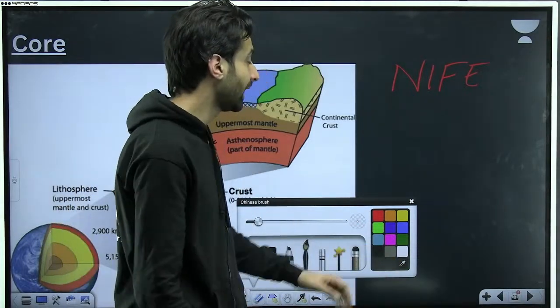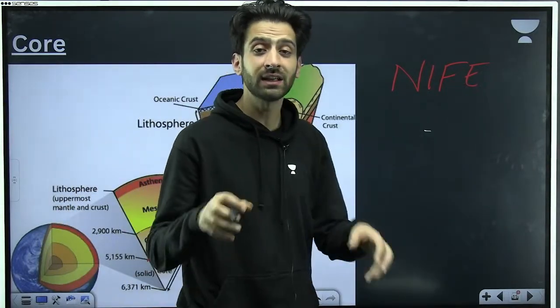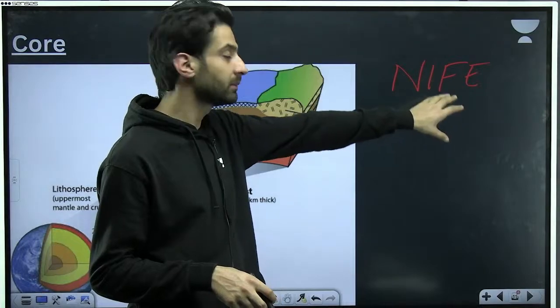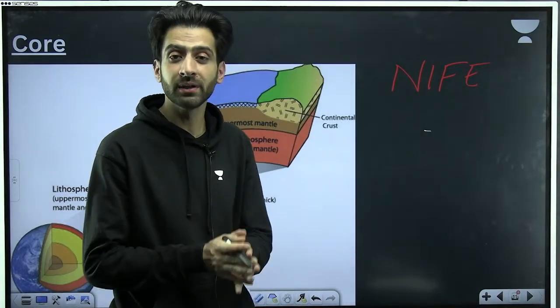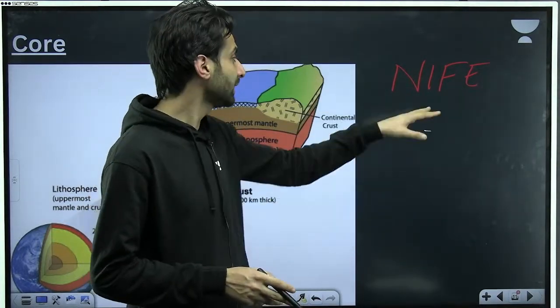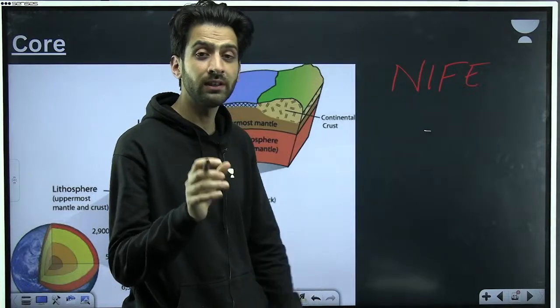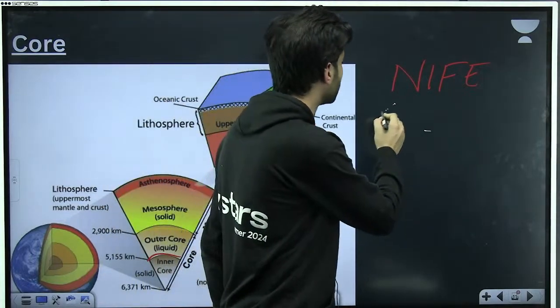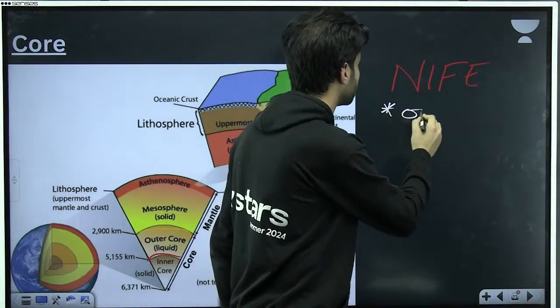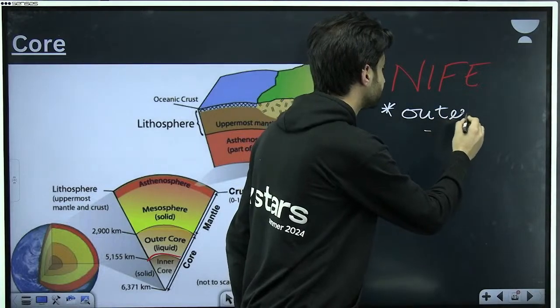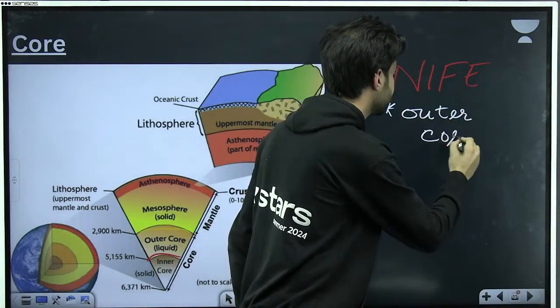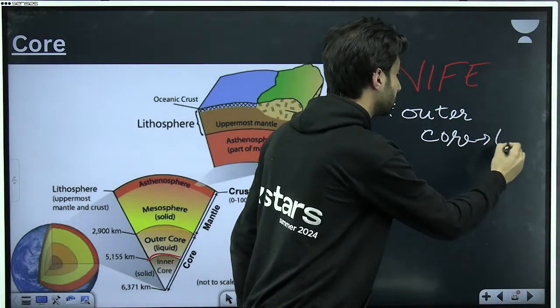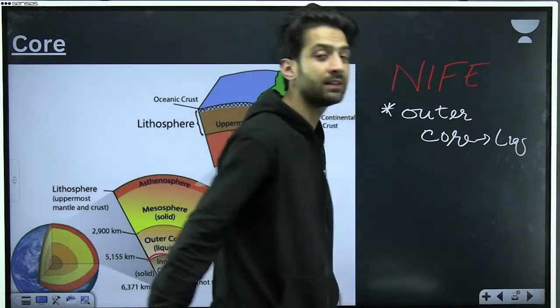Is it clear? That is why it is in liquid state, because the temperature is increasing and these elements will melt quickly as compared to silicon and aluminium. That is why it consists of a liquid layer. So the outer core will be again liquid. Is it clear? Why is it liquid? This is the first layer actually that is in liquid state.